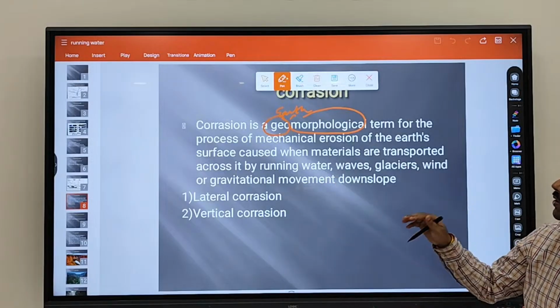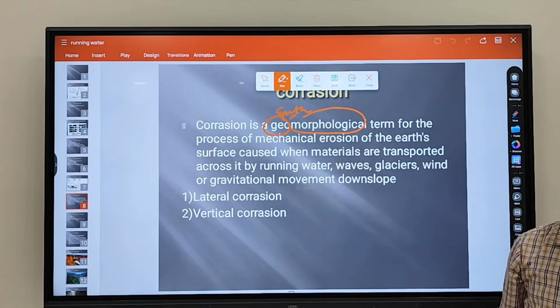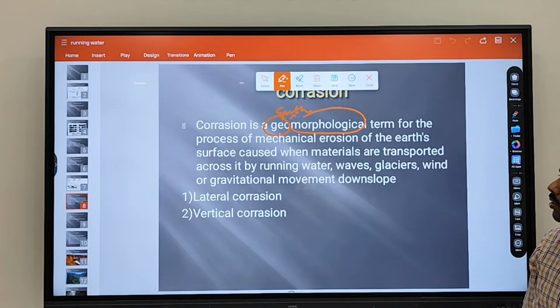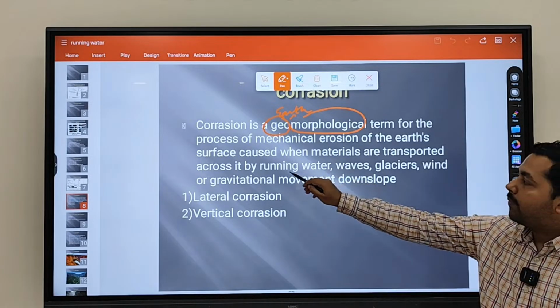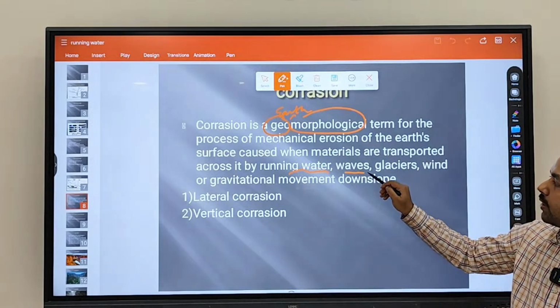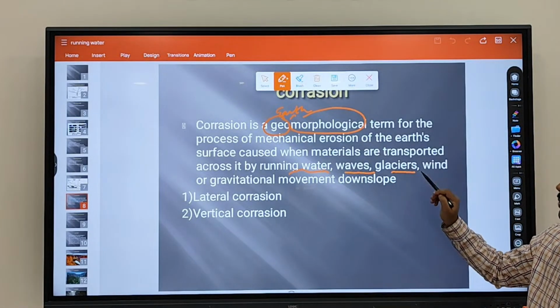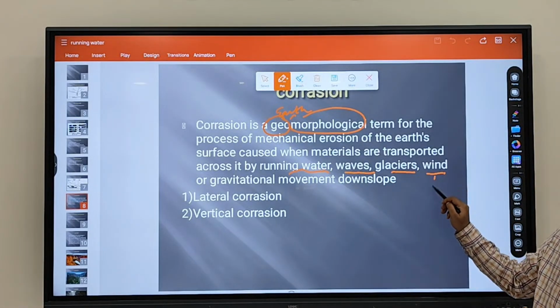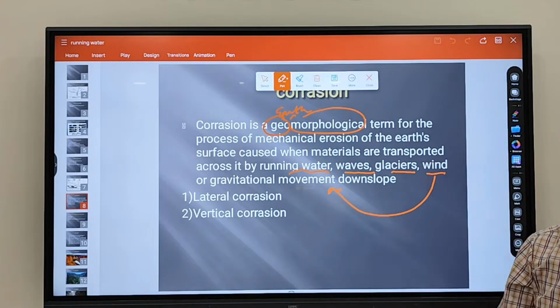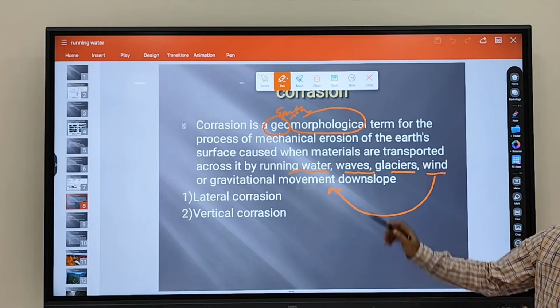So rivers will cause which type of erosion? Rivers will cause corrasion. So it can happen due to running water. It can also happen due to waves, due to glacier, and due to wind or gravitational movement. So this is what we call corrasion.